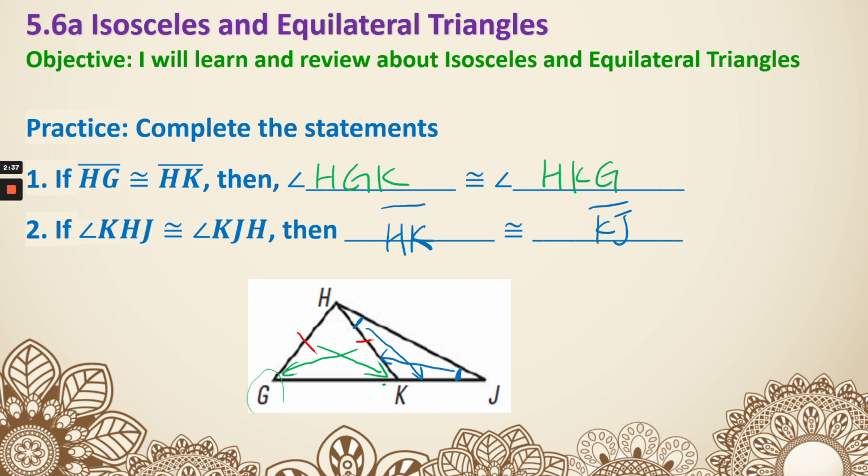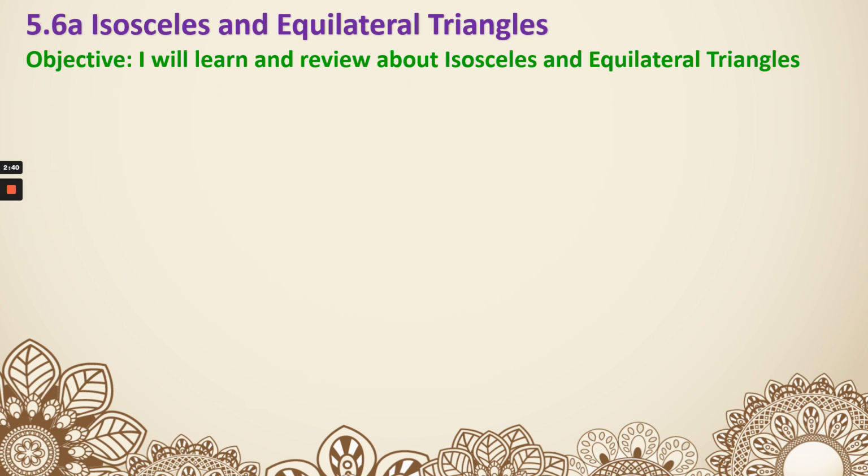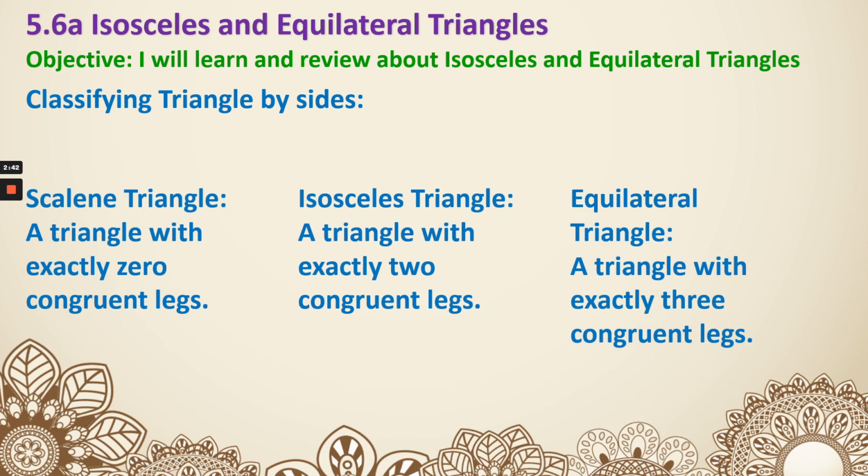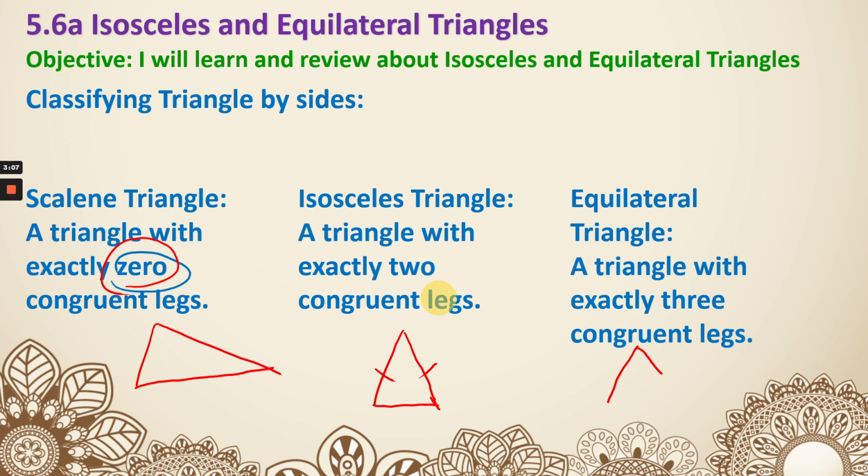Next, we can classify triangles by their sides. A scalene triangle has exactly 0 congruent sides. That is like a regular triangle that we see, like that one, for example. That's a normal triangle, there are no congruent sides. Isosceles triangles are when a triangle has exactly 2 congruent legs. And of course, here all 3 sides are congruent. If all 3 sides are congruent, that means all 3 angles are the same, so these angles are all 60-degree angles.